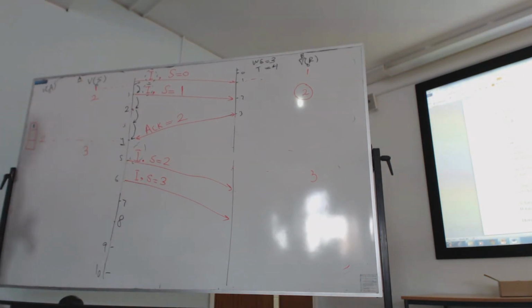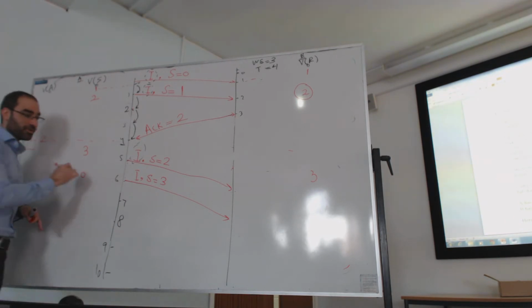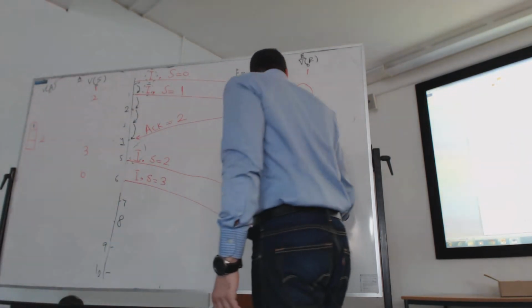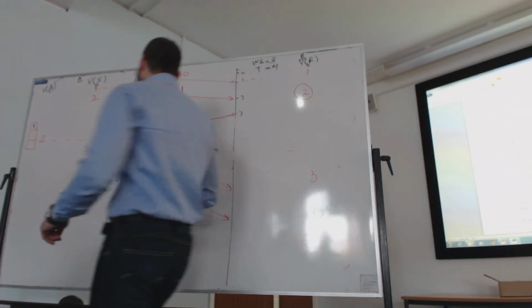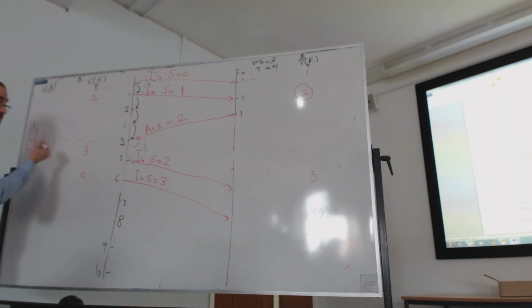Yep, 3. Let's update the variables. 3 goes to where? 0. Go for it. You update your receiver. 0. Another message is sent. Now let's go back to window size. Let me track things. Another one is here. Can I send another message? Yes. Window size is not full.